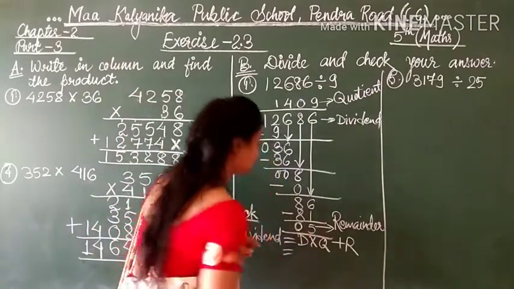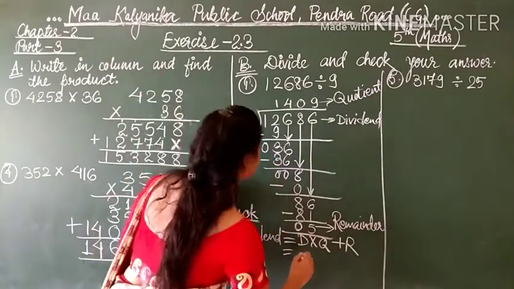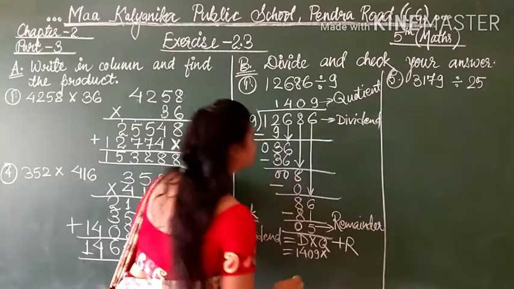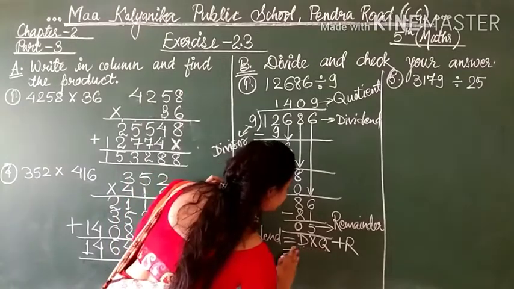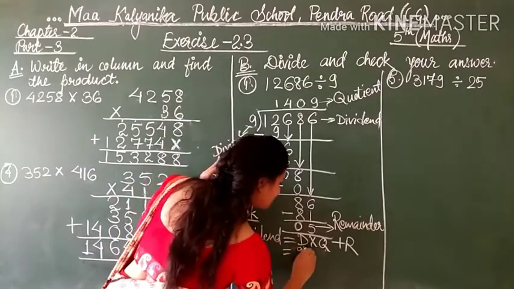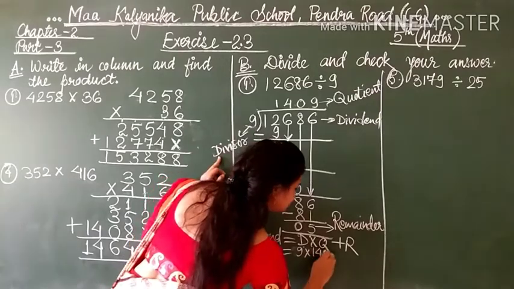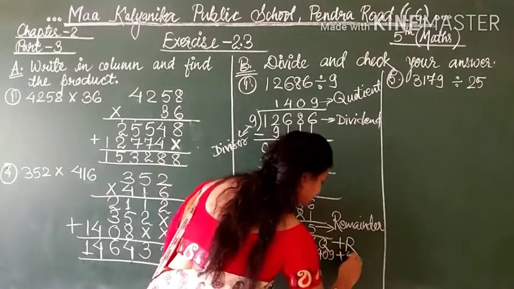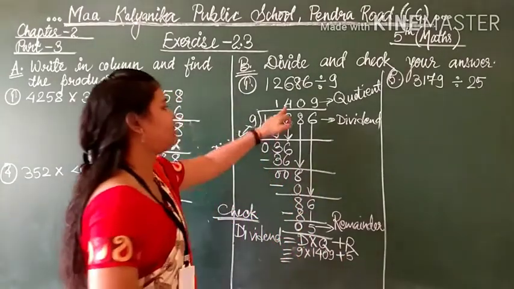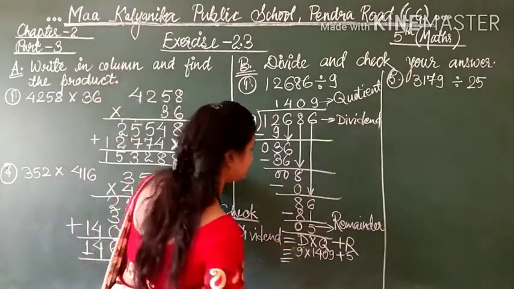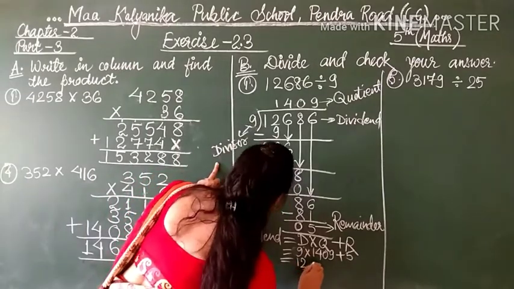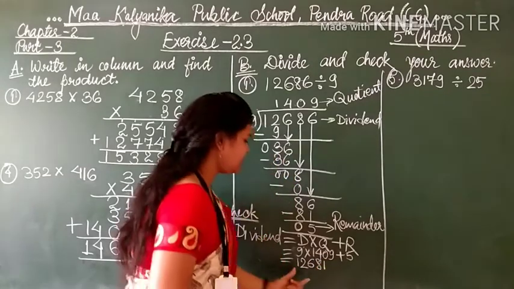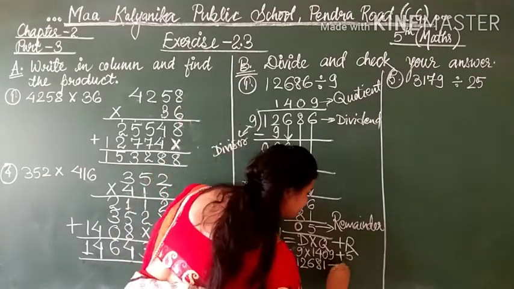So students, see here, divisor and quotient. Divisor is 9 multiplied by quotient 1409 plus R, which is here 5. So multiplying 9 by 1409, the answer is 12681. Answer is 12681 plus 5 is left.